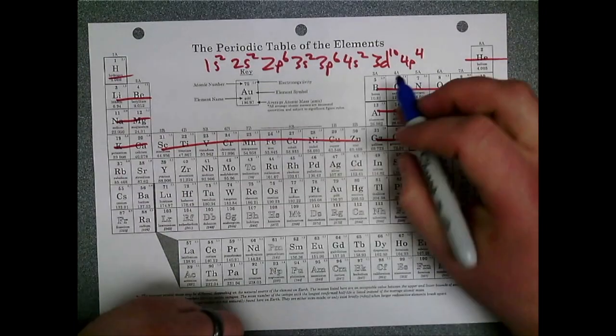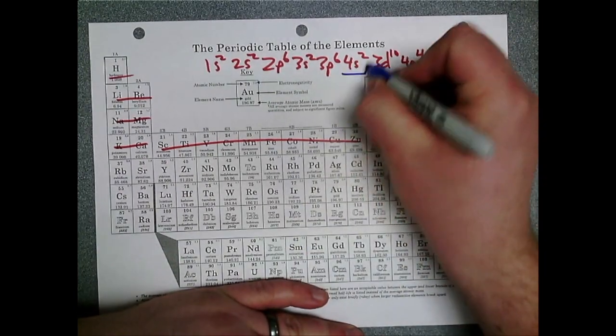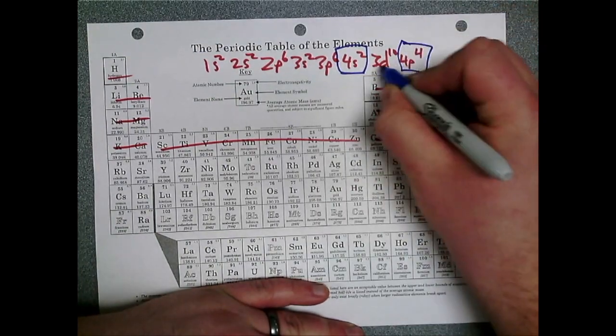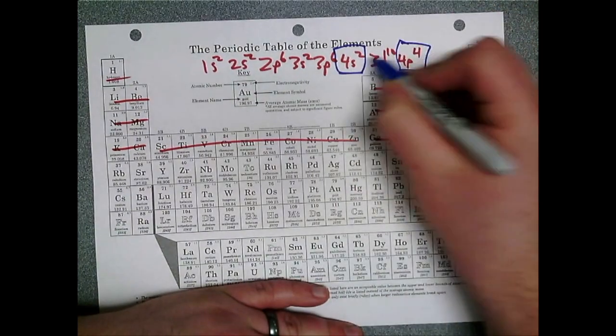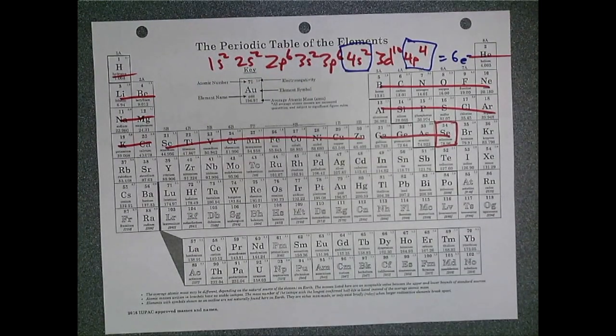Now, it's only the electrons in the outermost energy level, which in this case is the 4th energy level. So there's a D in between here, but it's 2 plus 4, 6 electrons. Okay? One last bit of information here.